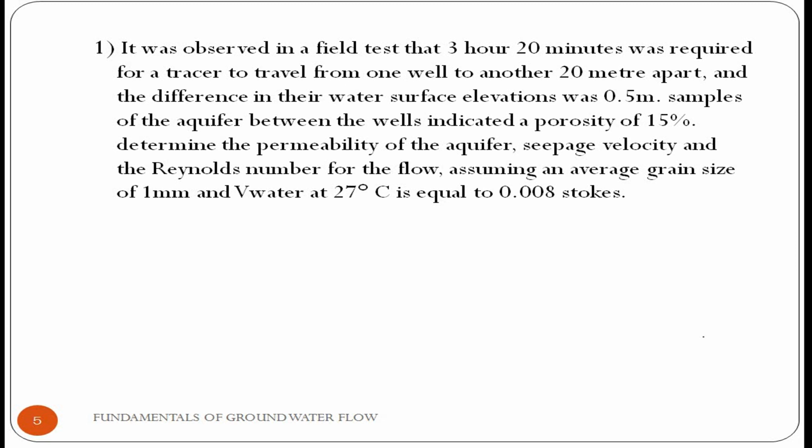So in this problem, it was observed in a field test that 3 hours 20 minutes was required for a tracer to travel from one well to another 20 meter apart, and the difference in their water surface elevations was 0.5 meter. Samples of the aquifer between the wells indicated a porosity of 15%. Determine the permeability of the aquifer, seepage velocity and the Reynolds number for the flow, assuming an average grain size of 1 mm and kinematic viscosity of water at 27 degrees centigrade equal to 0.008 Stokes.